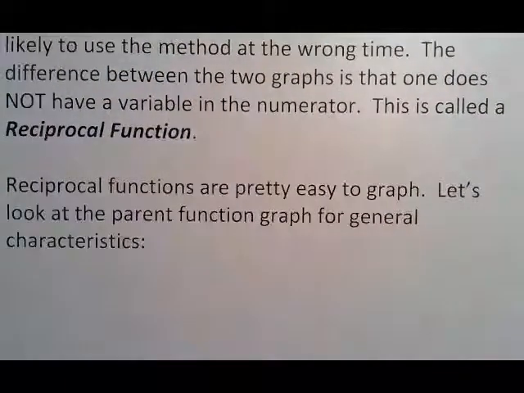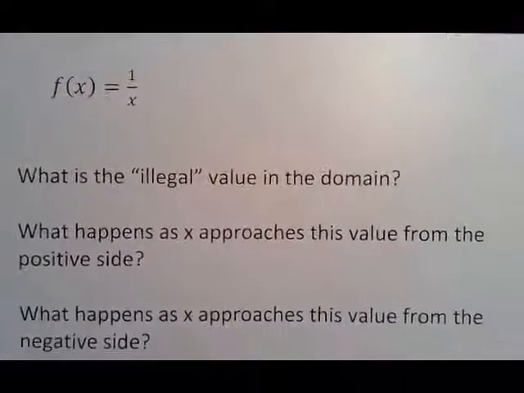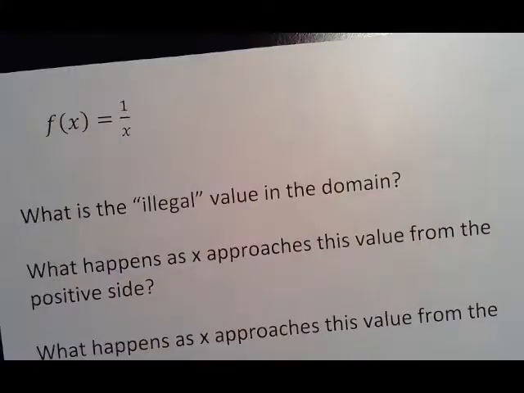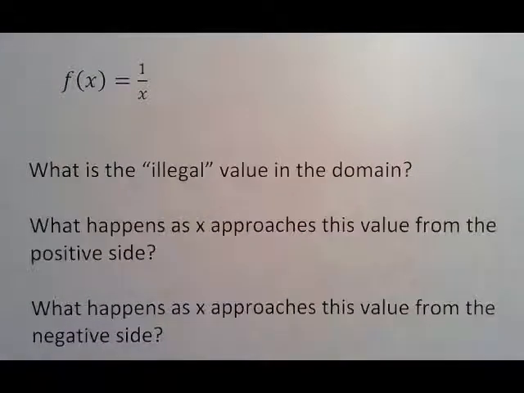Let's just look at the parent function and find some general characteristics real quick. In general, the graph is 1 over x. I don't have my graphing calculator. Forgive me for a moment, I gotta pause the video. Okay, so getting back to what I was saying, f of x equals 1 over x.